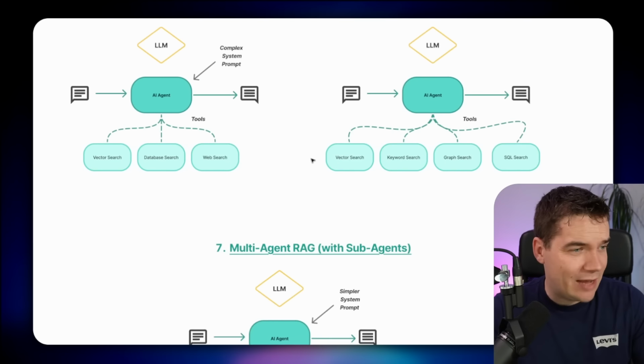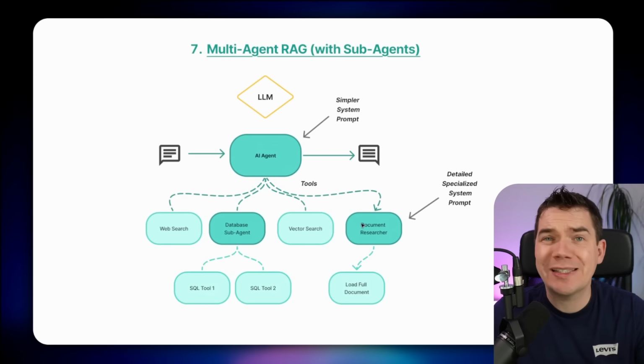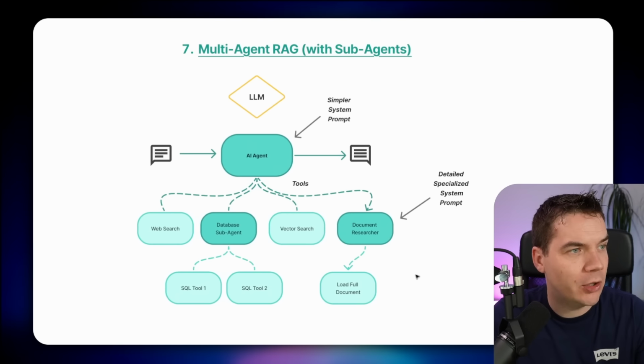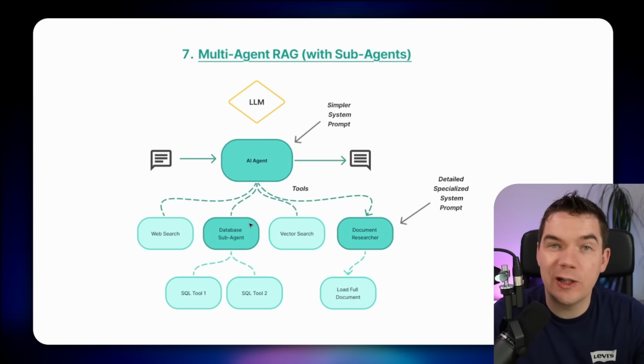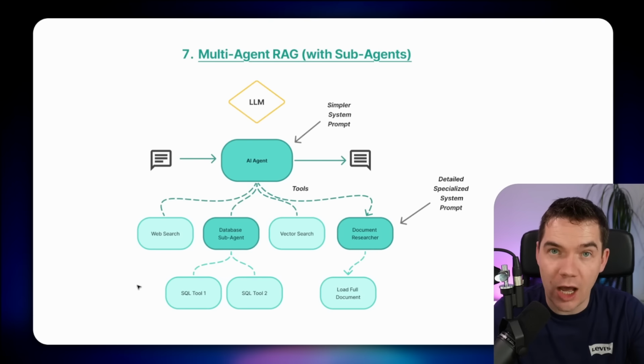So on to pattern 7, which is our multi-agent RAG system using sub-agents. You've probably seen a lot of this on YouTube with n8n videos. But here, instead of tool calls which are outbound external to different services, we're calling another agent, and that agent has its own system prompt and has its own context window.